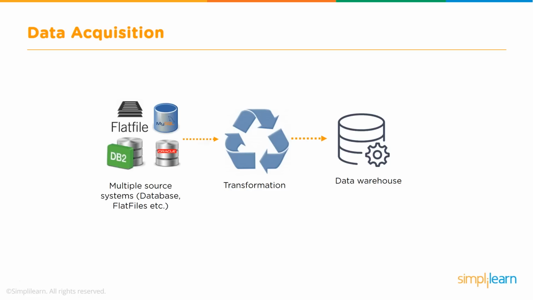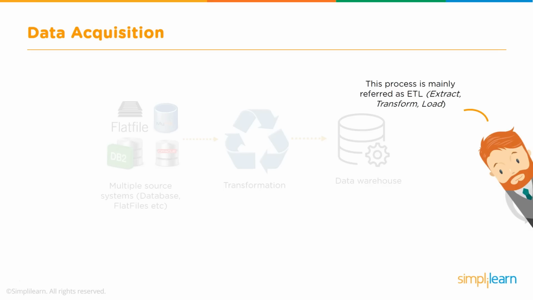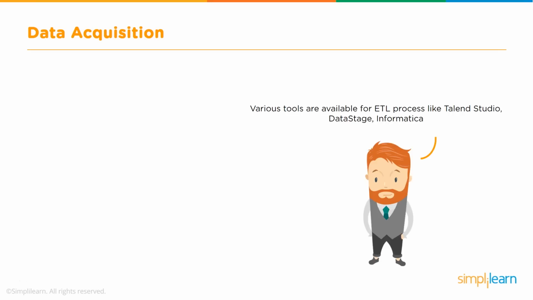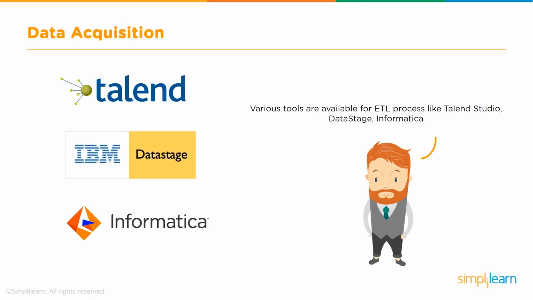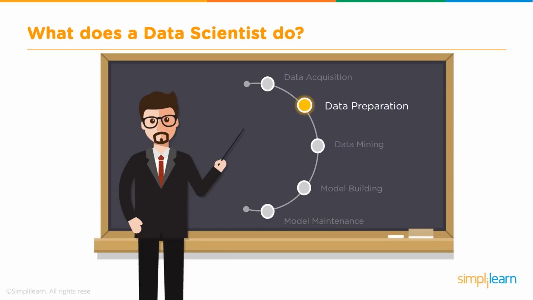So data from various sources is put in a centralized place, which is known as a data warehouse. That is also known as ETL. And in order to do this, the data scientist can take help of some ETL tools. There are some existing tools that a data scientist can take help of, for example DataStage or Talend or Informatica. These are pretty good tools for performing these ETL activities and getting the data.